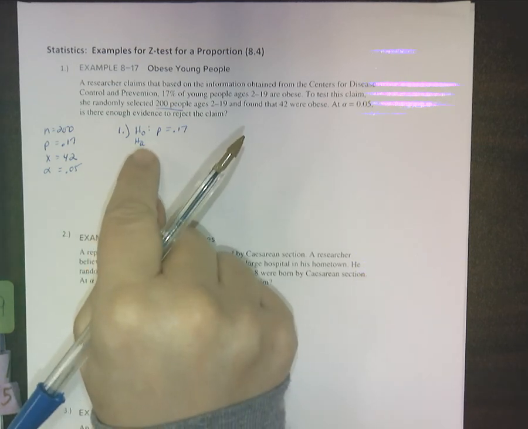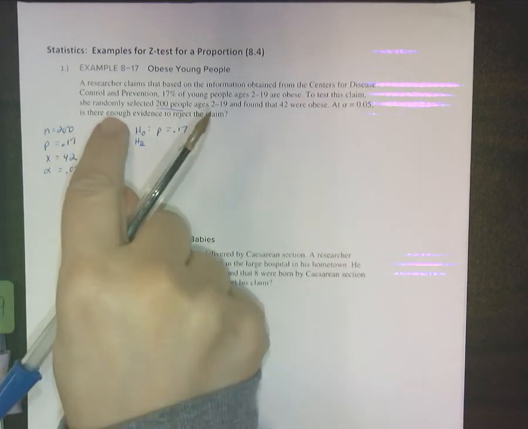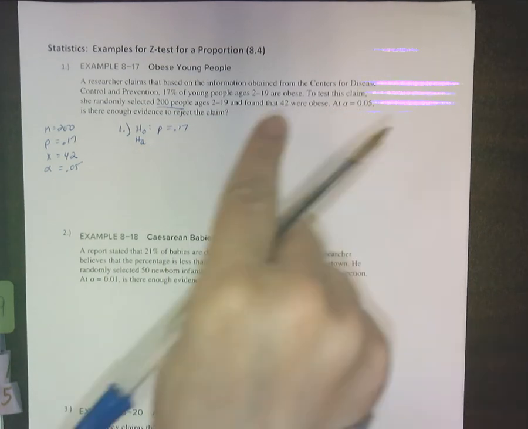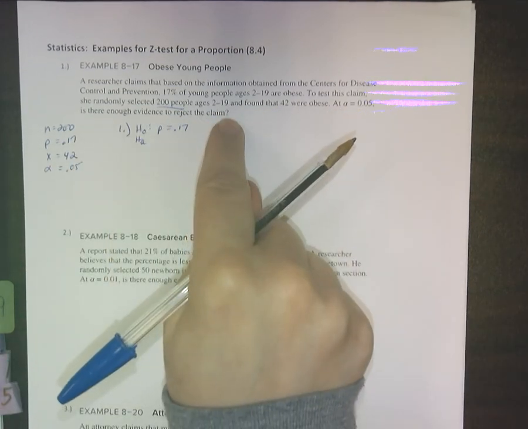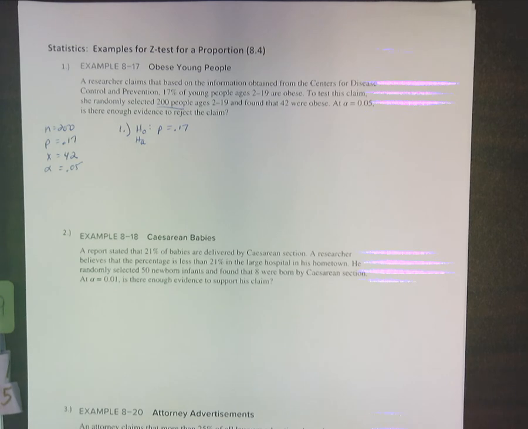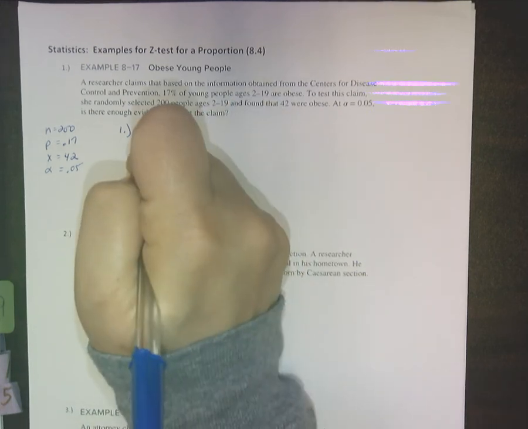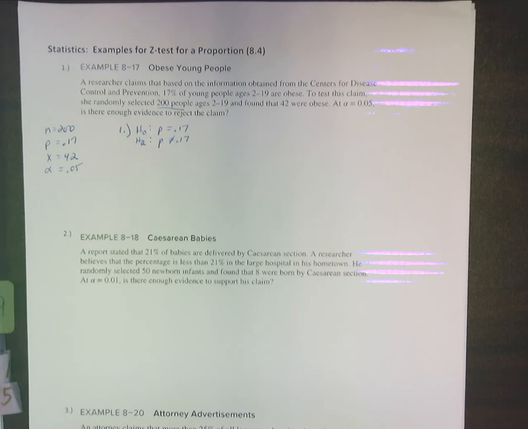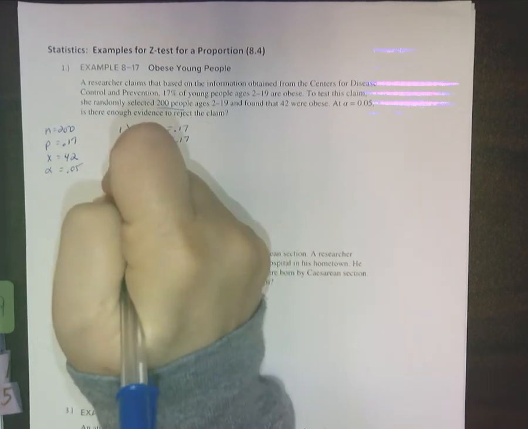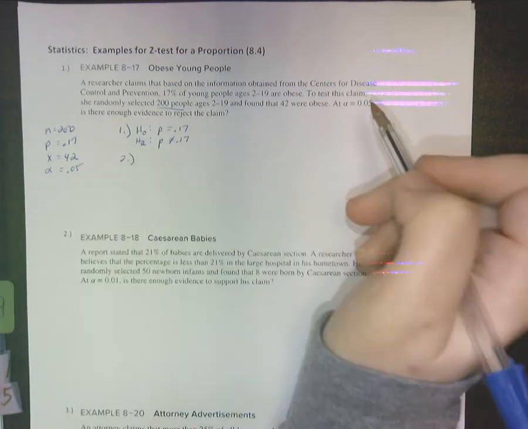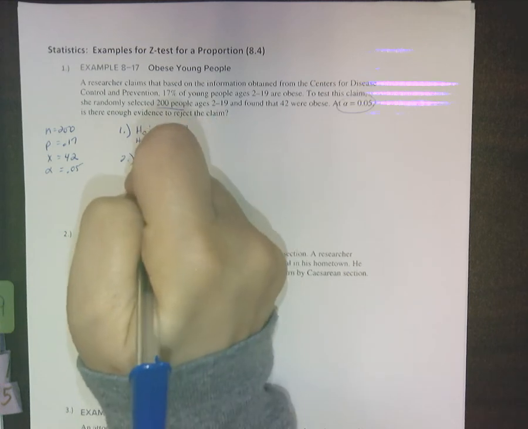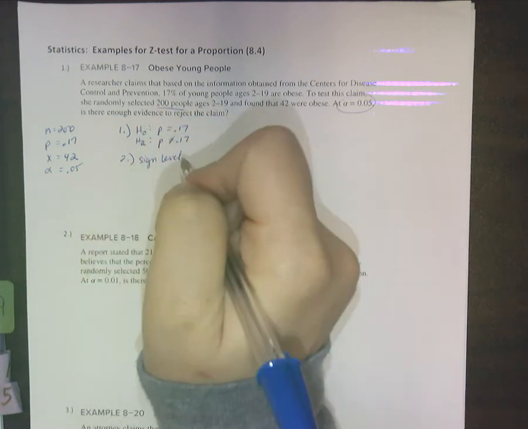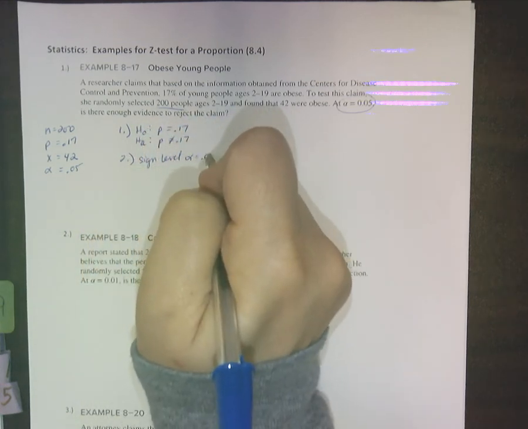Well, the alternate, let's see what she wants. To test the claim, she randomly selected and found that they were obese. Is there enough evidence to reject the claim? Am I looking to see if it's greater than or less than, or am I looking to see if there's a difference? Well, there's nothing about greater than or less than, so it's more than likely just checking to see if it's different than 0.17. Okay. Step number 2, you state your significance level. My significance level alpha is 0.05.